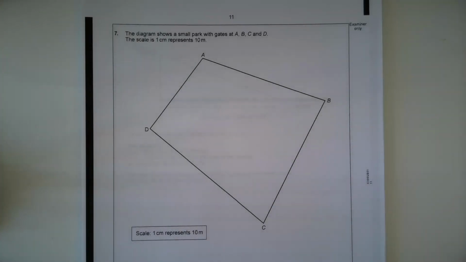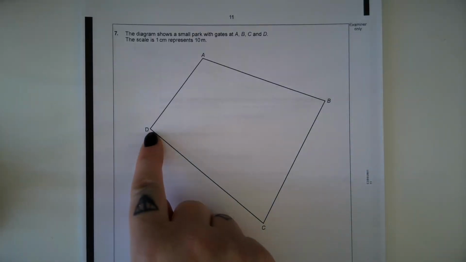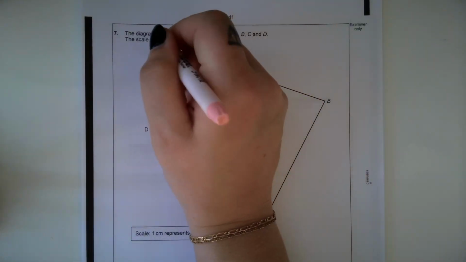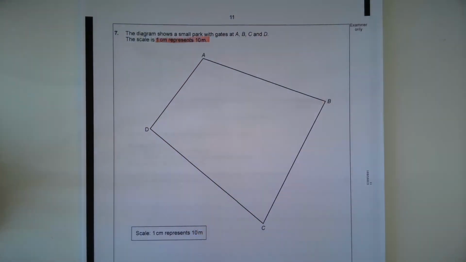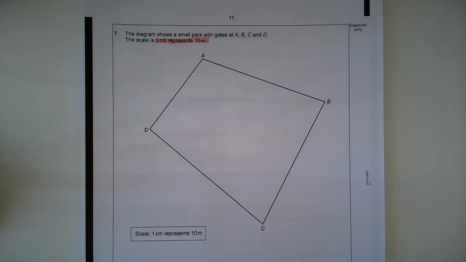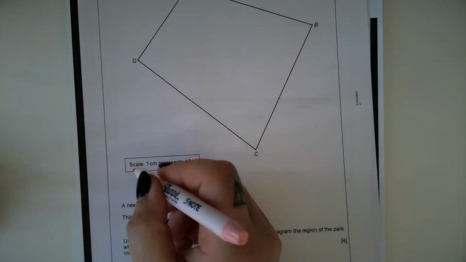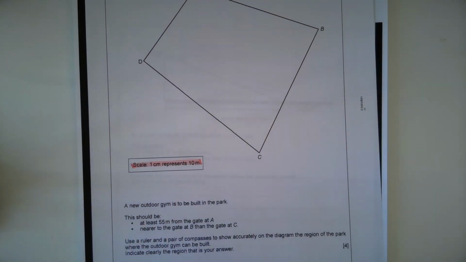Question 7. So the diagram shows a small park with gates at A, B, C and D. The scale is 1 centimetre represents 10 metres. So we're dealing with a scale drawing here because obviously a park is massive in real life and we can't represent that accurately as it is on a diagram without scaling it. So we've got our park there drawn for us. Our scale is repeated here. Really important to remember that.